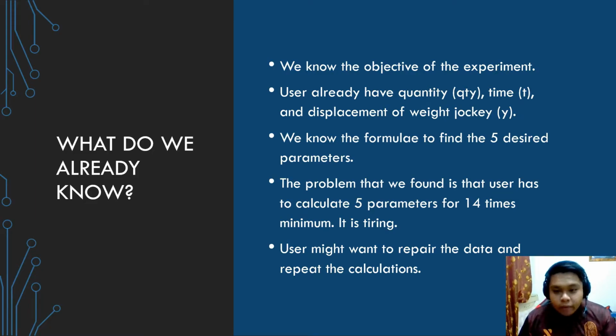The problem that we found is that the user has to calculate 5 parameters at least 14 times, and it is tiring. The user might want to repair the data and repeat the calculation. So it's not just 14 times, but maybe more, because if there is some error in the text file, the user may want to edit it, or may want to run the experiment many times to get more accurate data. So calculating 5 parameters many times is very tiring.